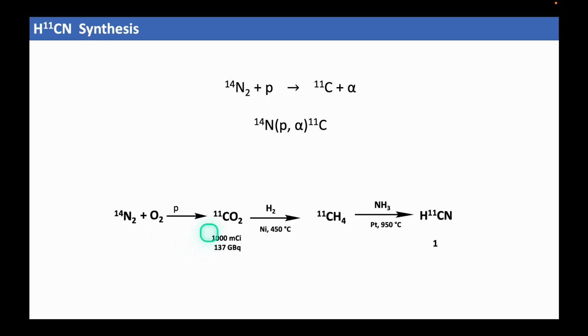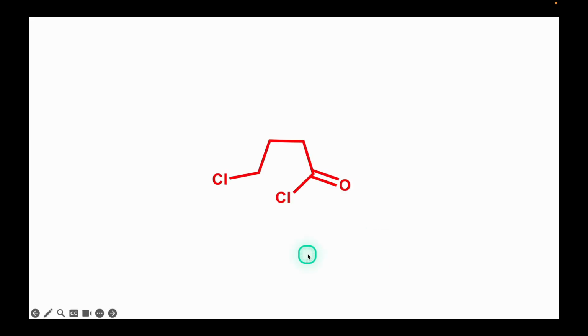This compound, under conditions of elevated temperatures and in the presence of both hydrogen gas and a nickel catalyst, forms labeled methane, which, in turn, at elevated temperatures, undergoes a reaction with ammonia in the presence of platinum, which serves as a catalyst, for the purpose of preparing carbon-11 labeled hydrocyanic acid.